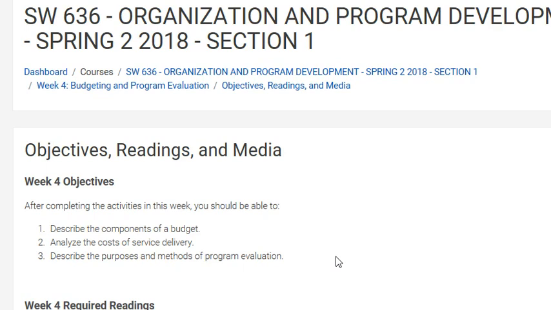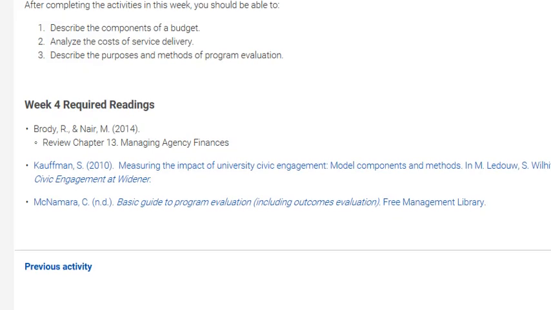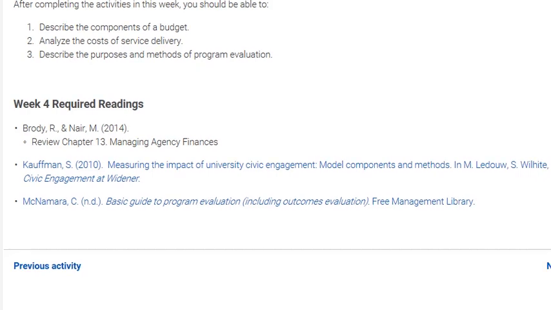So in week 4, our objectives, readings, and media are as follows. The objectives are to describe the components of a budget, to analyze the cost of service delivery, and to describe the purposes and methods of program evaluation. Readings for this week include the following. One is a review of Chapter 13 on managing agency finances, which was already assigned for reading.